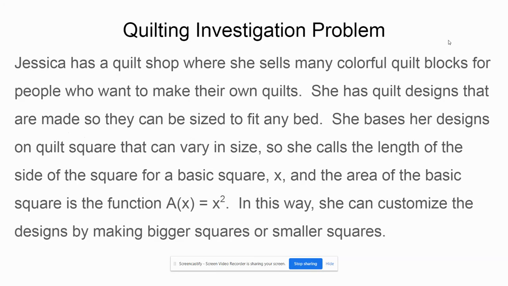So what we're going to look at is this quilting problem. Jessica has a quilt shop. She sells many colorful quilt blocks for people who want to make their own quilts. She has quilt designs that are made so they can be fit to any bed, and she's basing her designs on a square. That's our important part. They're built based on a square that can vary in sizes. She calls the length of the side of the basic square X, and the area for the basic square would then be X squared. That way she can customize the design and make bigger or smaller squares.